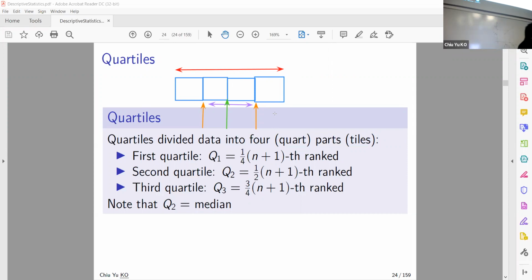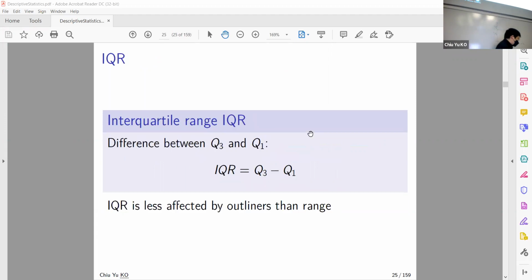Suppose you do random sampling and ask how much people are earning. If you happen to go to the Peak, then you get a very high number. But if you never go to the Peak, if you never go to Repulse Bay, then probably you don't have the problem. But anyway, IQR is the third quartile minus the first quartile, okay?